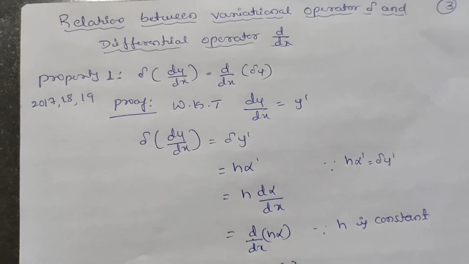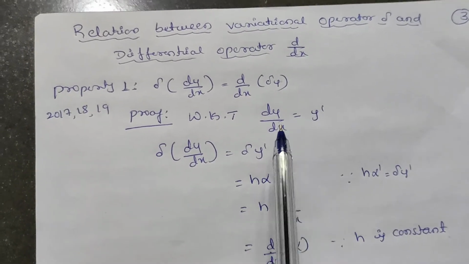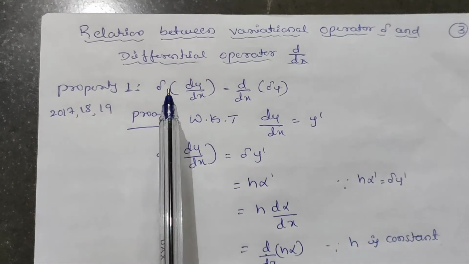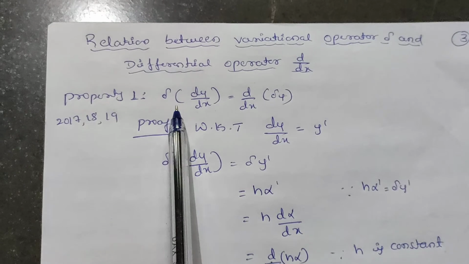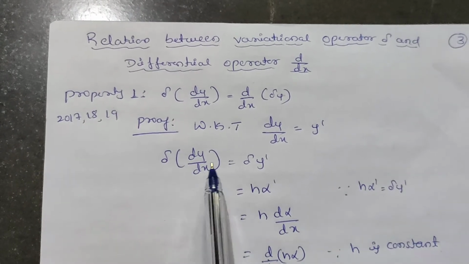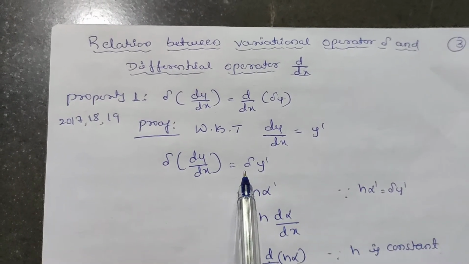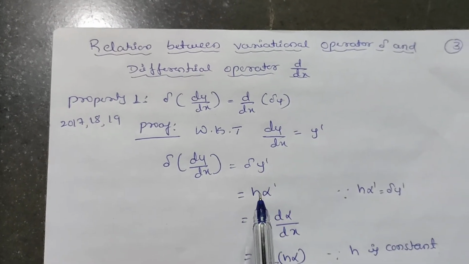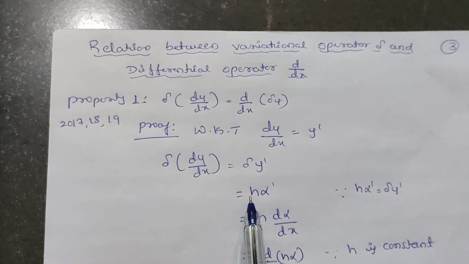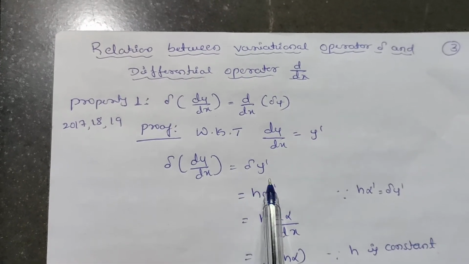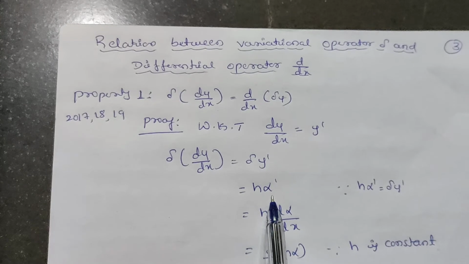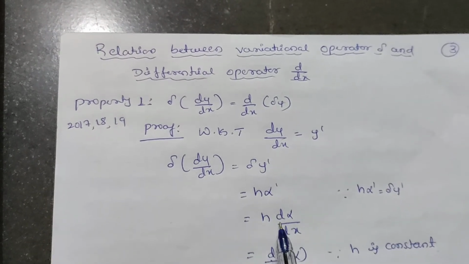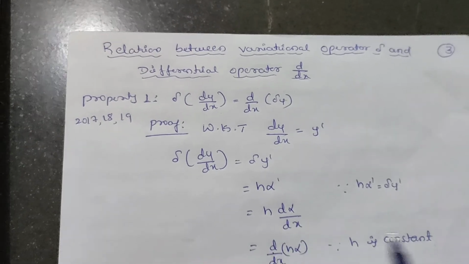We know that dy by dx is denoted by y dash. Let us take the LHS of the property, delta dy by dx, which is delta of y dash. We know that one of the properties of a variational function is that delta y dash is nothing but h alpha dash. Alpha dash is denoted by d alpha by dx.